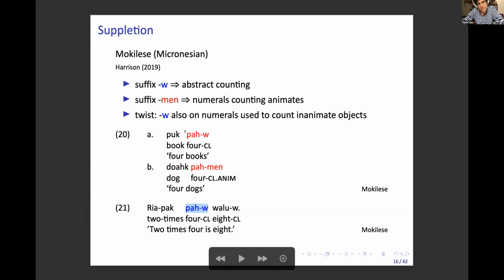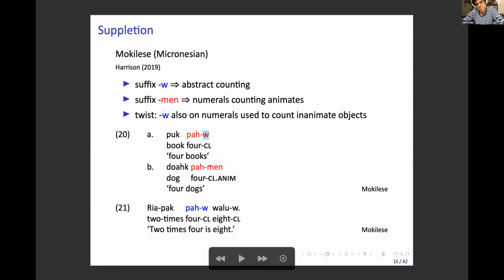And then this w is called a general classifier. And so when you count objects, you can also use this general classifier, but you can also use more specific classifiers, replacing the original classifier. And so we classify this as a kind of a replacive language, where the abstract numeral that is morphologically complex, okay, this w here has a suppletive allomorph man, okay, for the object counting use. And we analyze it this way, even though it's not a clear case of suppletion, because also here we have this w in this particular use. It's not a clear case of suppletion.